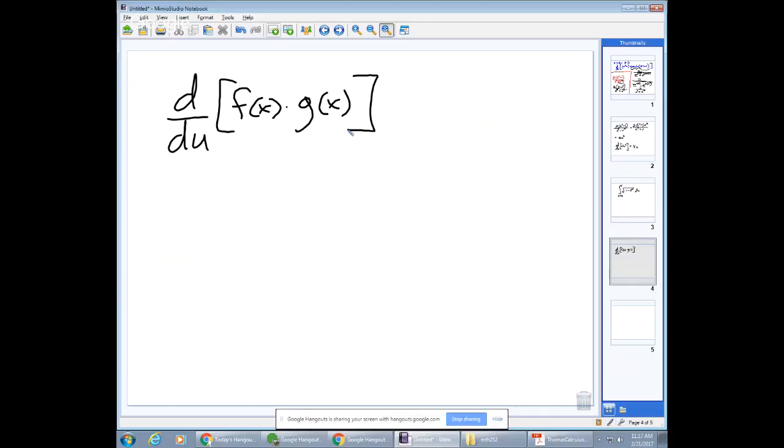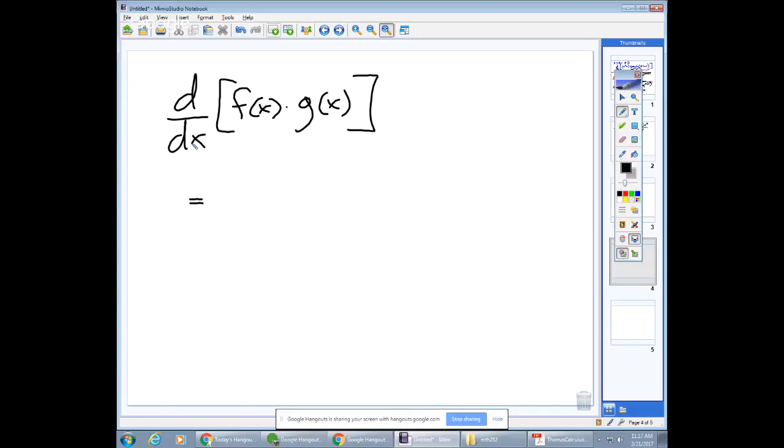There's different versions of it. Oh, that's supposed to be an x there. I don't know why I put a u. I think I said x. Weird. That's supposed to be an x there. Thank you, Stanton.